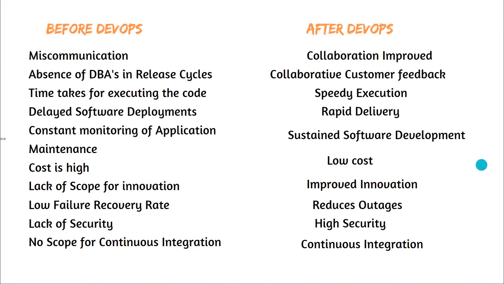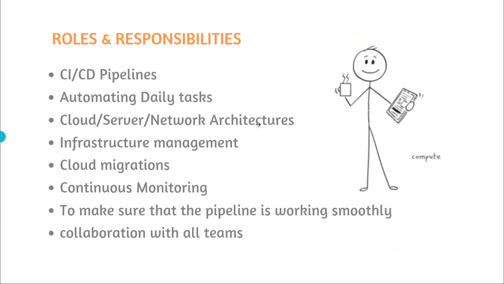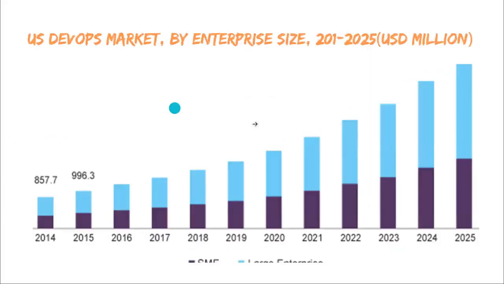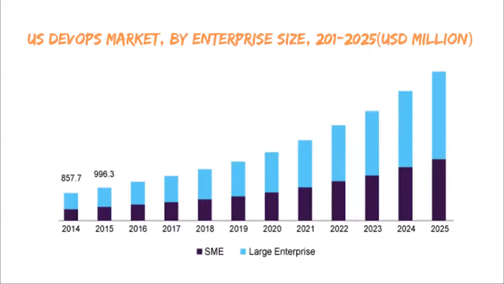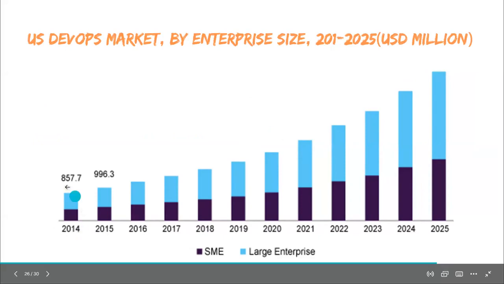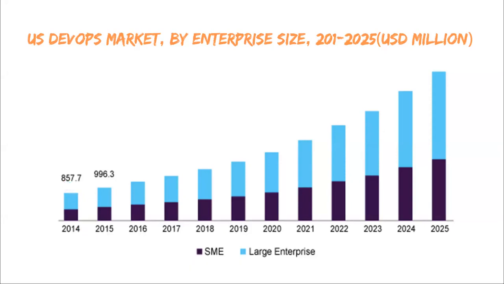And coming to here, after learning this DevOps course, we are going to get a job, right? Sir, what is the DevOps market currently? If you see this, it is from the year 2014 to 2025. So in 2014, what is the DevOps growth rate? 857.7. But it is in million, guys. It's not billion. It is in million here.